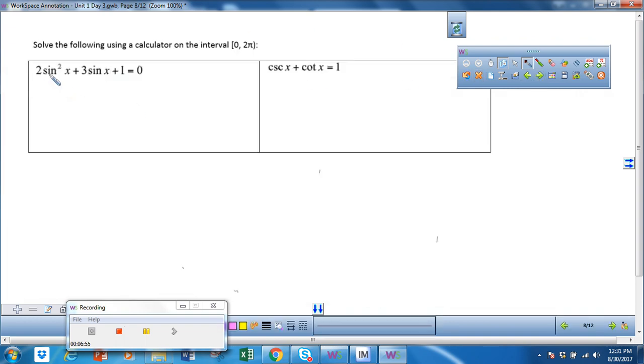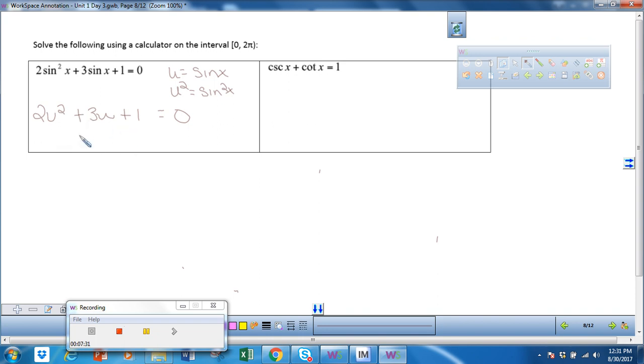All right, so for this equation, it looks quadratic because I have squared here and a first power here. So I can solve this like it's quadratic. I'm going to let u equal sine x. Then, of course, u squared is equal to sine squared x. Now, replacing each of those, I get 2u squared plus 3u plus 1 equals 0. Now, I could use the quadratic formula to solve this, but factoring is going to be your best friend in this class. So let's practice factoring.